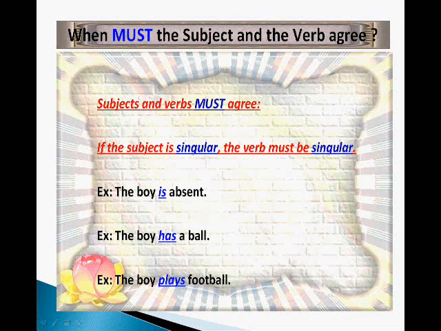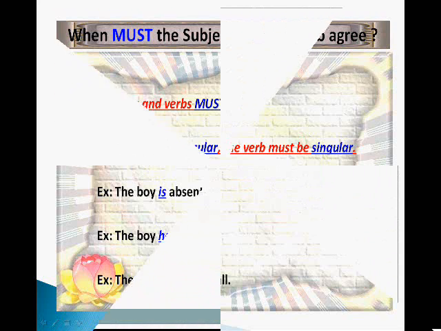Again, the boy has a ball. I can't say the boy have a ball, which is wrong. And the boy plays football. I can't say the boy play football, because in this case I have play as plural. So if I have a boy as singular, then the verb should be singular, which is plays or has or is. Okay? Please don't confuse that. If the subject is singular, the verb must be singular also. Let's move to the second case.